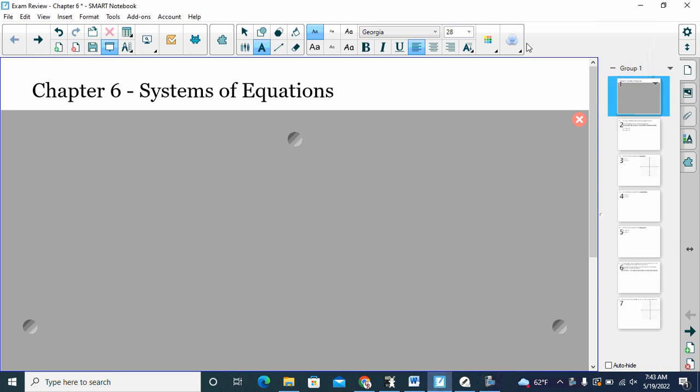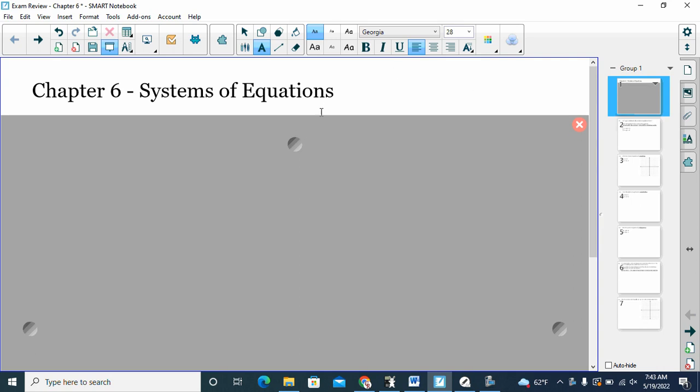This is exam review from Chapter 6. Chapter 6 was all about systems of equations as well as systems of inequalities. We're going to first go through all the highlights and then take a look at least one example of each type of problem that will be on your final exam.